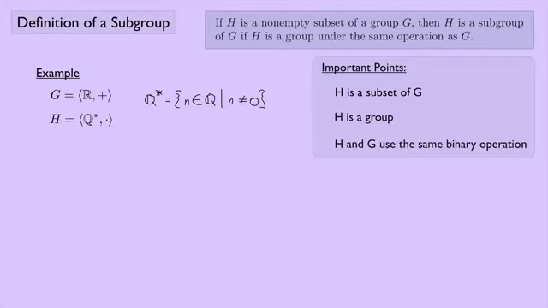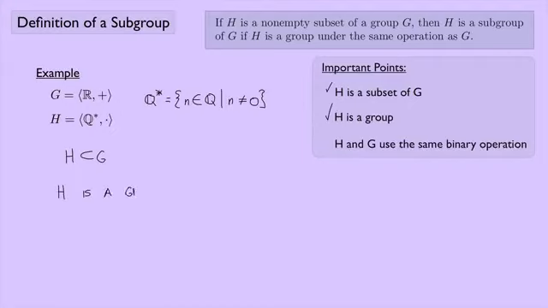So H is a subset of G, in fact, a non-empty subset. And yes, I would say that this is a non-empty subset of the real numbers. So, sure, I can say, in fact, here I'll write it out. H is a subset of G. And is H itself a group? Yeah, we've shown before that Q star under multiplication is a group. So H itself is a group.